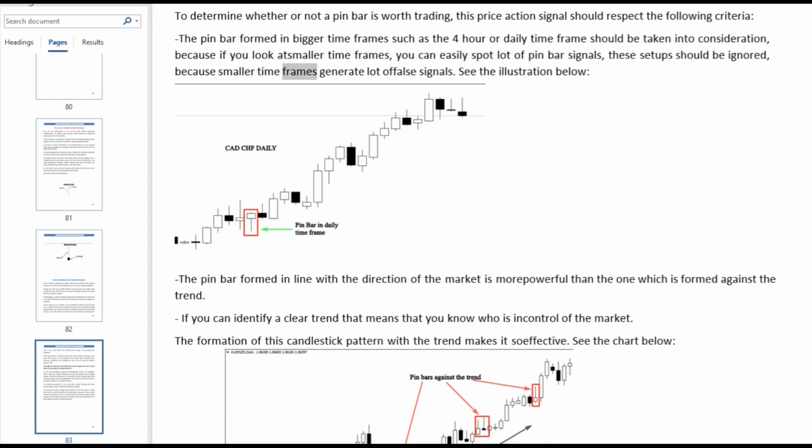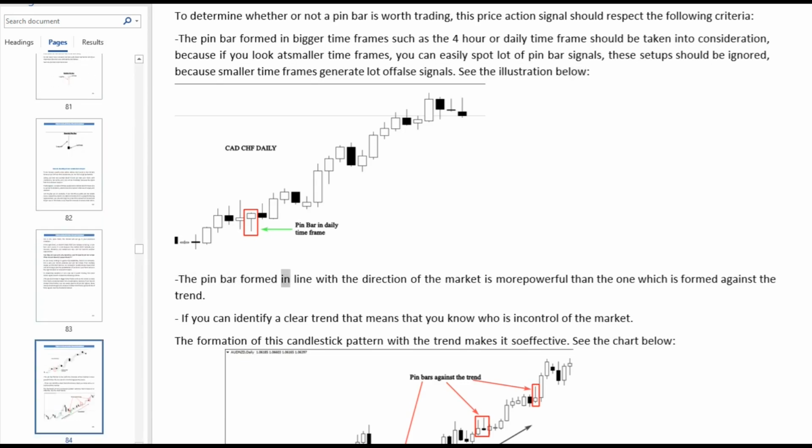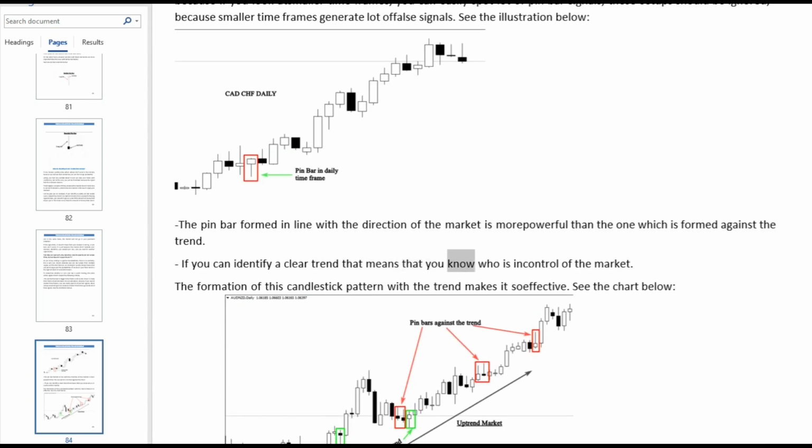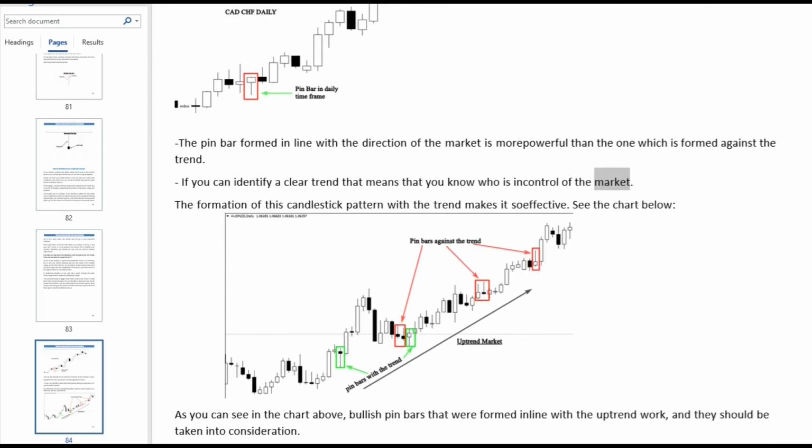Because smaller time frames generate a lot of false signals. See the illustration below. The pin bar formed in line with the direction of the market is more powerful than the one which is formed against the trend. If you can identify a clear trend, that means that you know who is in control of the market. The formation of this candlestick pattern with the trend makes it so effective.